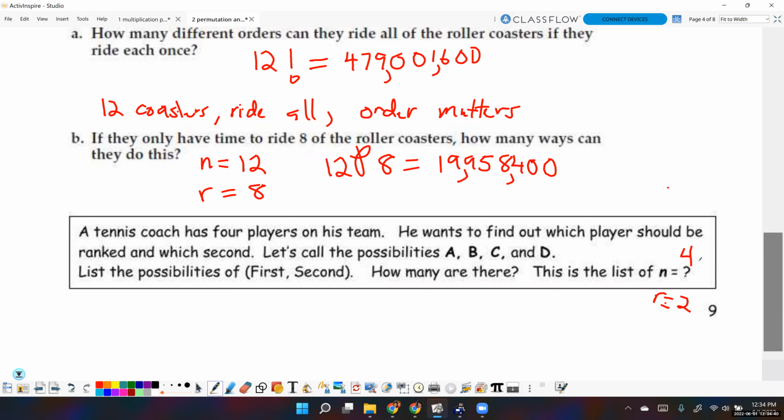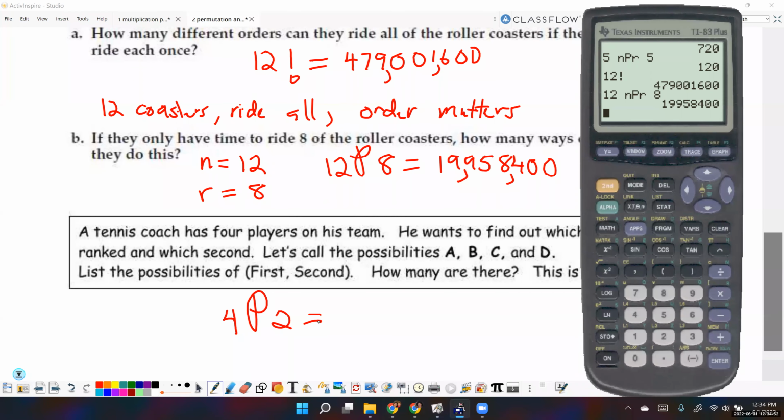You could totally sit here and write it down: AB, BA, AC, CA. That's too much. We have 4 kids, we are selecting 2 of them, and order matters. There are only 12 ways to do it.